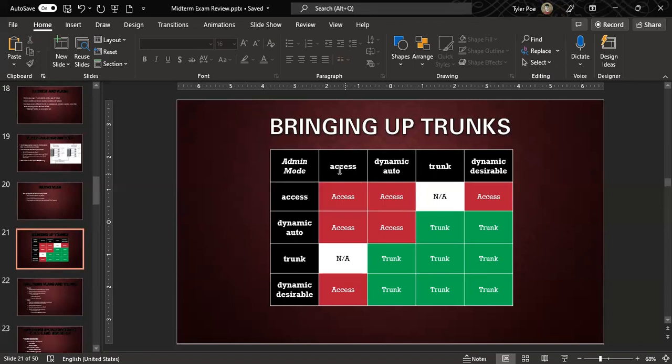Before I leave this table, I will say the black squares represent admin mode. Everything else in here is operational mode. I apologize for not clarifying that earlier.